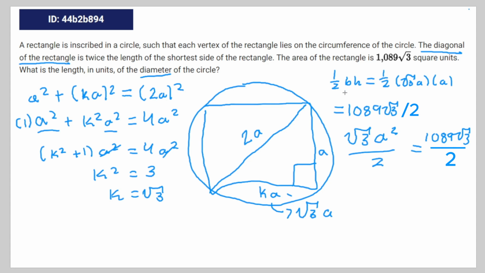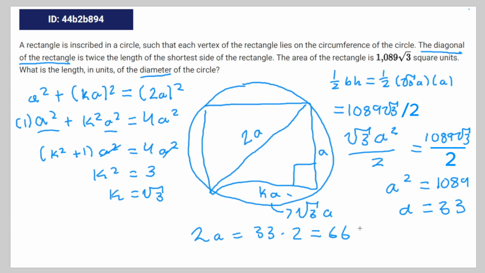Multiply both sides by 2 divided by the square root of 3 is going to yield you a squared is equal to 1089. And then just take the square root of both sides, you're going to get a is equal to 33. So then, to find the diameter of the circle, we're just going to find the hypotenuse of the triangle, which is equal to 2a. 2a is equal to 33 times 2, which is equal to 66. And that is the diameter of the circle. And that's about it.